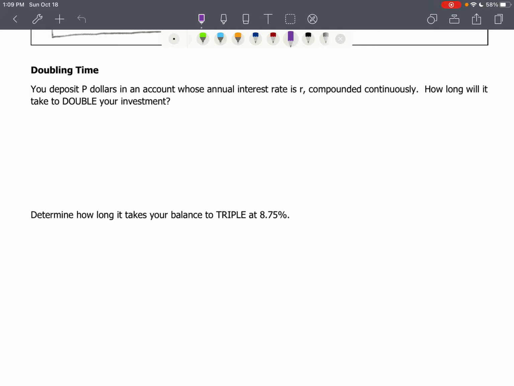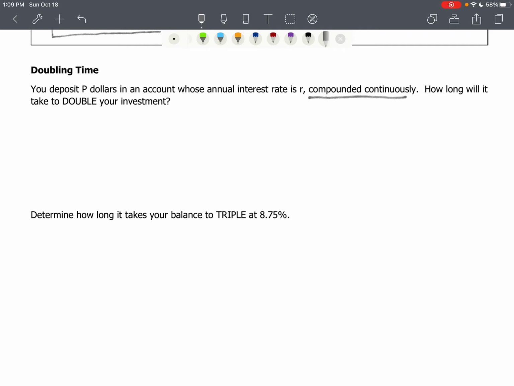Now that we've worked with properties of logarithms and reviewed solving equations, we can work with doubling time. You deposit P dollars in an account whose annual interest rate is R and it's compounded continuously. How long will it take to double your investment? Okay, so let's talk about this. We're talking about compounded continuously.